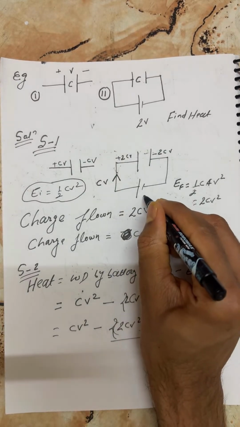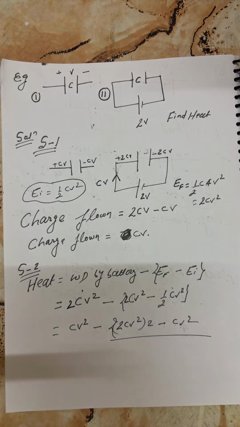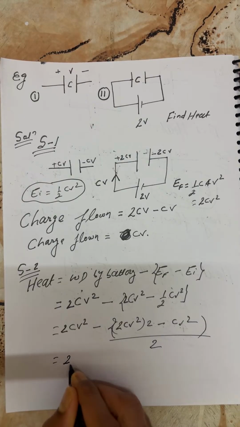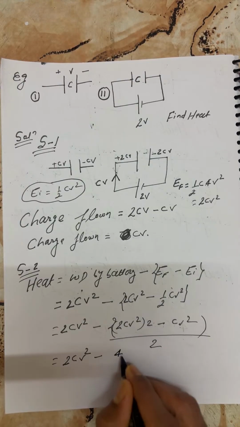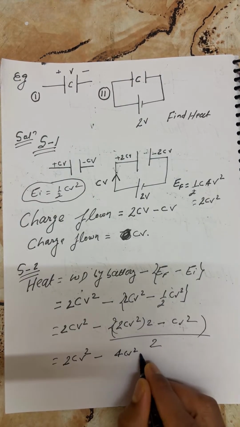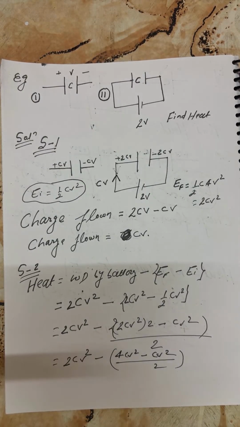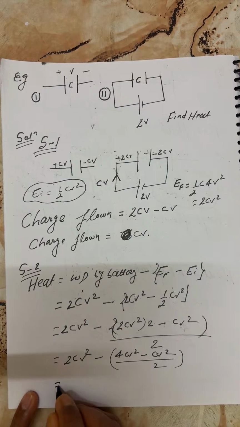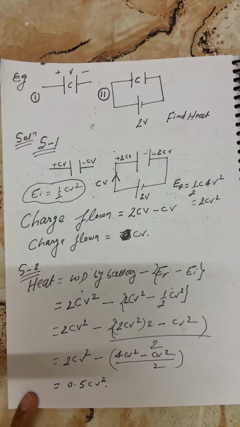This is wrong here. What is the potential? This is 2 volt, so this is 2 CV square. Work done by battery is 2 CV square. Now students, the denominator remains 2 only. So this is 4 CV square minus CV square upon 2, so 4 minus 1 is 3, 3 by 2 is 1.5. So what is your answer, students? 0.5 CV square.